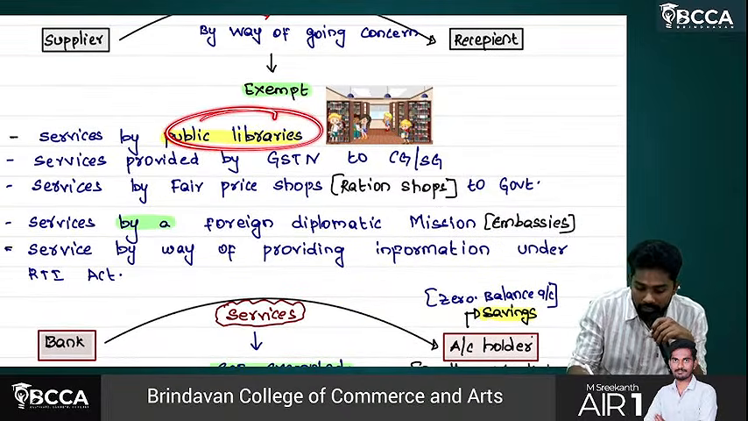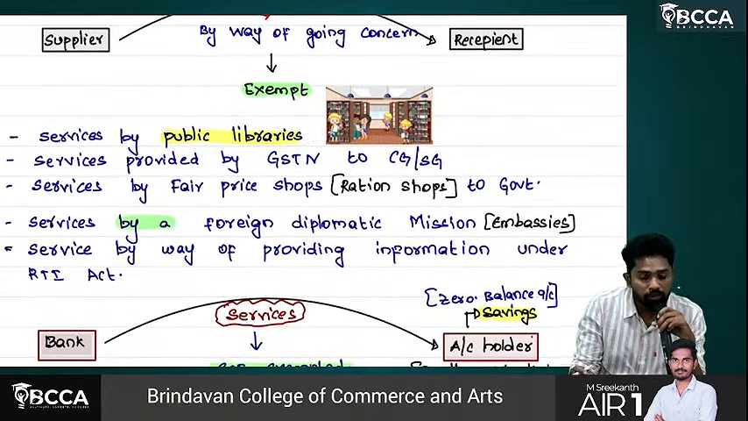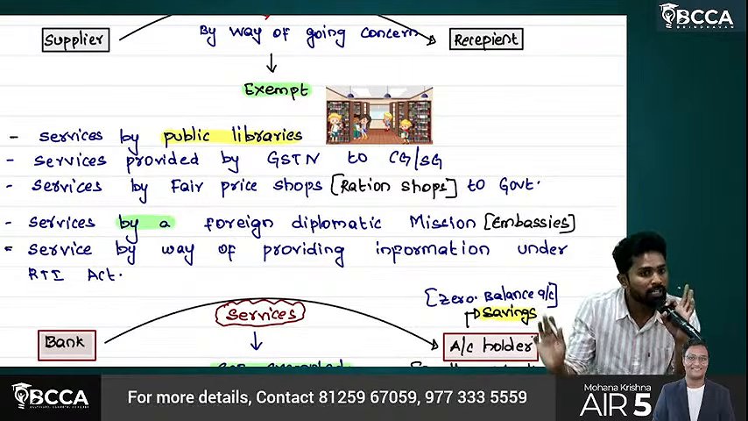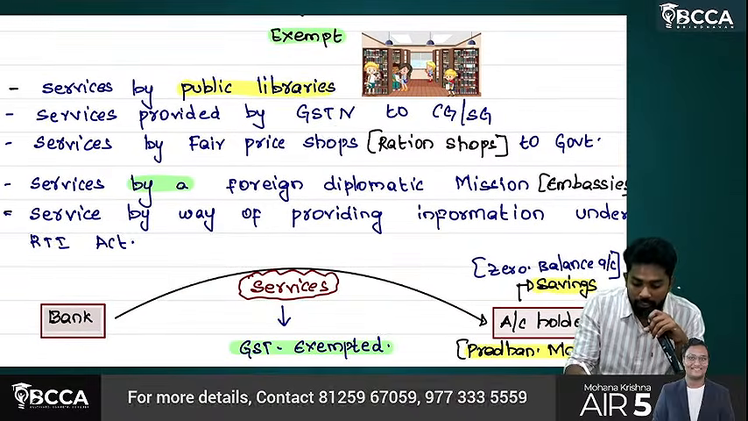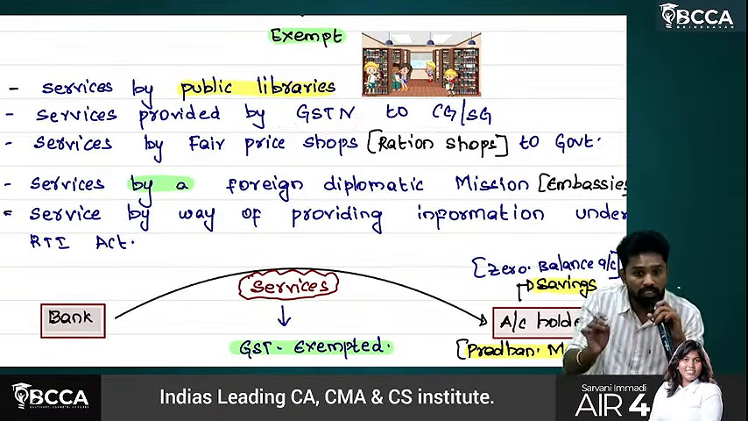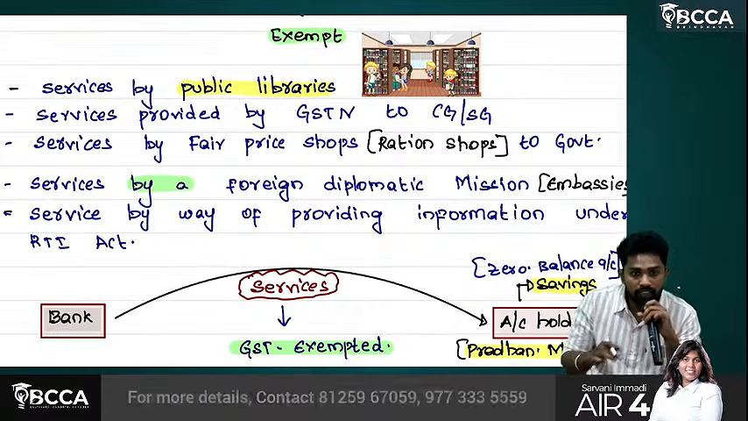Service of libraries. Sir, libraries, what will they do? They will take a membership fee, and then they will lend the books. That part is what? Exempted. Then services provided by GSTN to central government and state government. GSTN means what, sir? Goods and Services Tax Network.